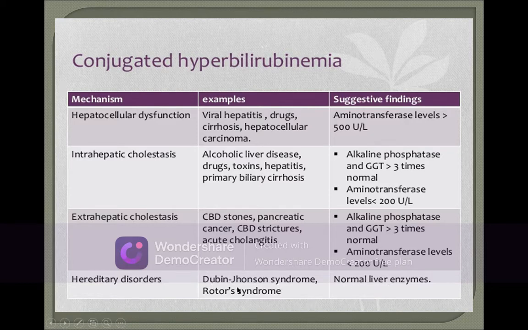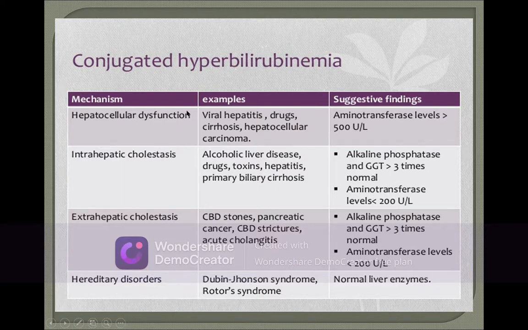In Dubin-Johnson syndrome and Rotor syndrome, the enzymes gamma GT and alkaline phosphatase are increased, but not to a high level, though a significant increase. They are not normal, but they are on the higher side. Dubin-Johnson syndrome and Rotor syndrome are the hereditary disorders.